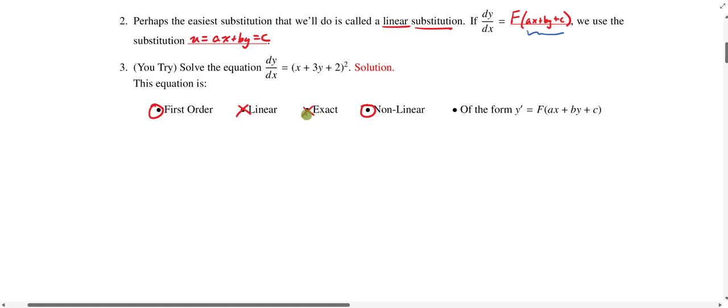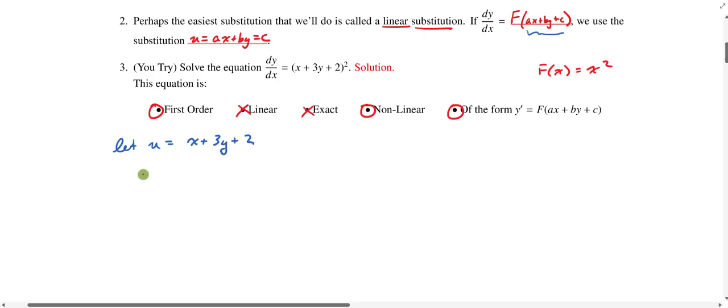It's not exact either, and you could put it into differential form if you wanted to, but it really isn't exact. But it is of this form where we can think of the right-hand side as a function, here the squared function. Capital F of x would just be the function x squared, but we're inputting some linear expression of x, y, and a constant. And so if that's the case, we can do the substitution I'm talking about. Our technique here is to let u equal x plus 3y plus 2.